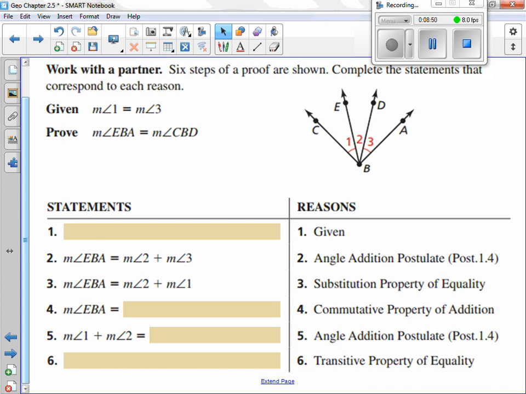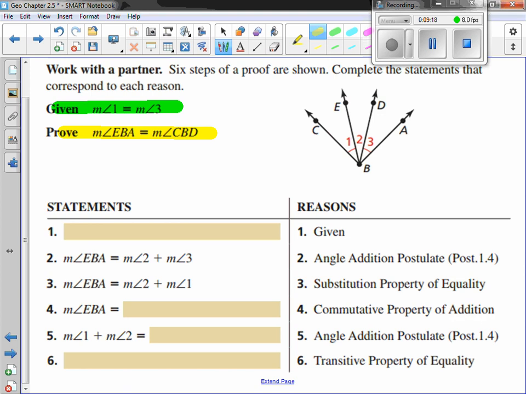Complete the steps. So we're going to complete this here. Now, hopefully what goes in line number 1, because we see that we're missing some parts of the statement. Yes? We have some blanks here. And we're going to fill those in to finish out this proof. Now, we're not going to work with a partner. We're going to work together. Now, again, as I said, there's going to be a main thing that's given, and there's something we want to prove.